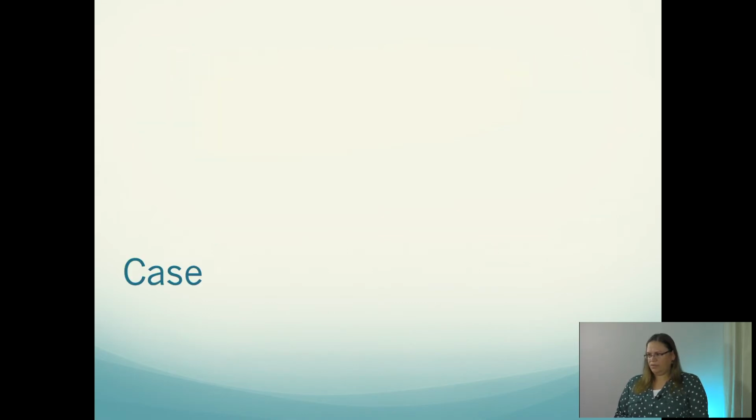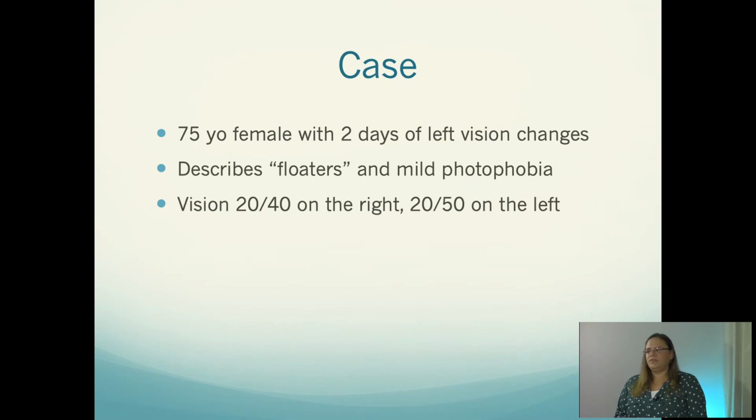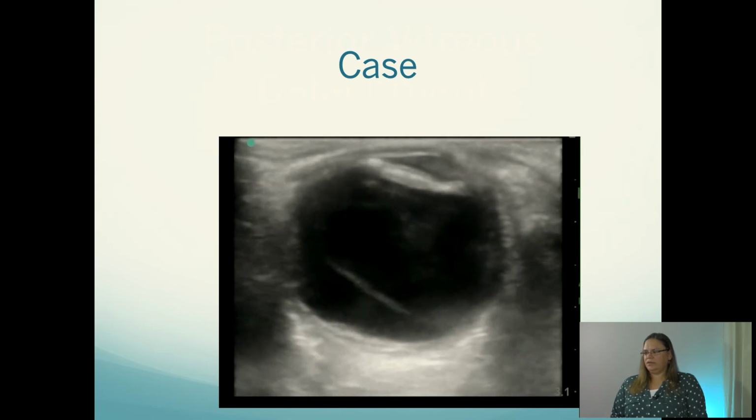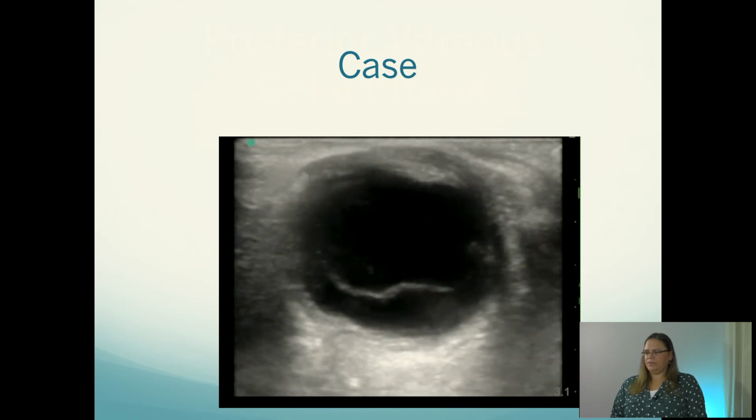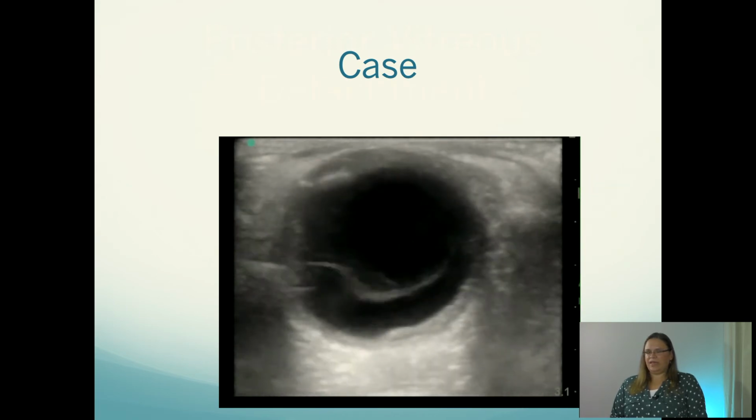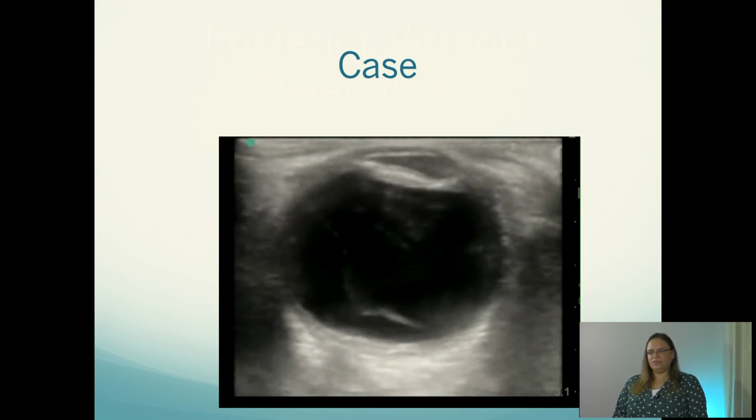All right, moving on. We have a 75-year-old female with 2 days of left vision changes. She describes floaters and mild photophobia. Her vision is 20/40 on the right and 20/50 on the left. And here's our ultrasound. So again, we're seeing a linear hyperreflective structure. It is moving with the orbit.